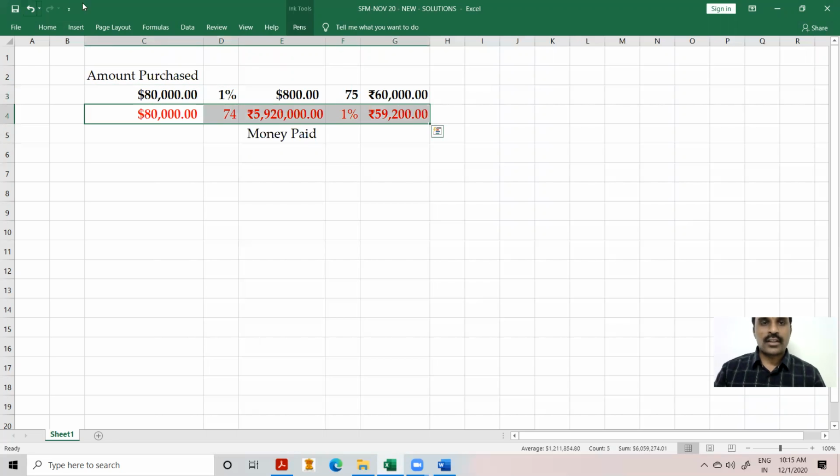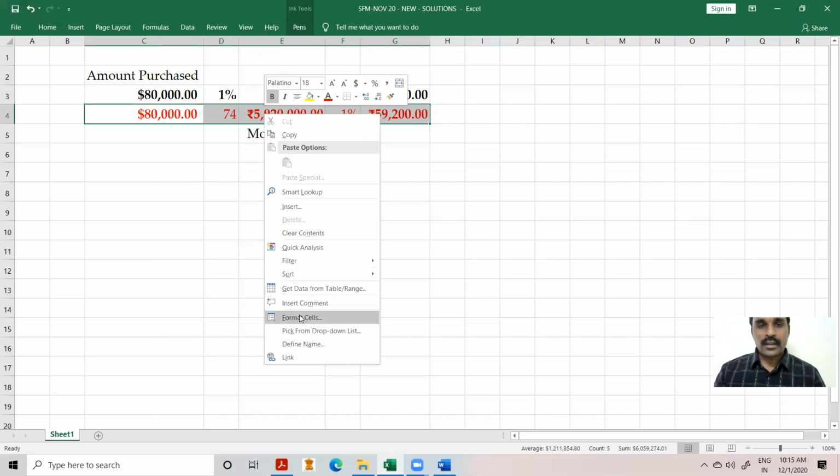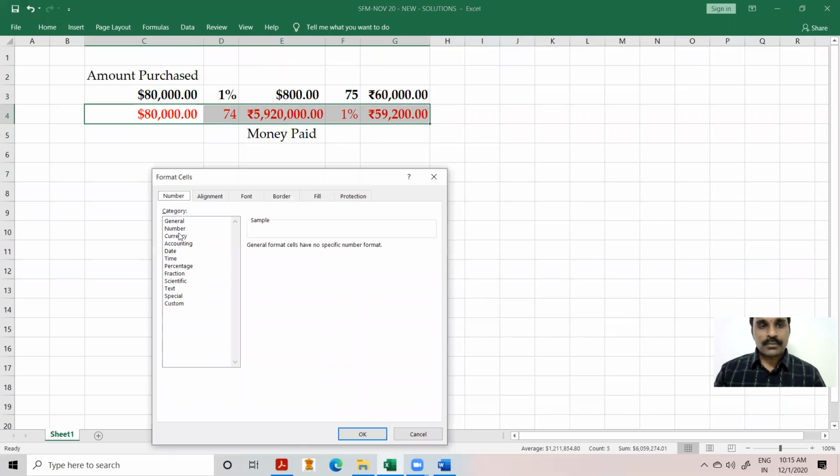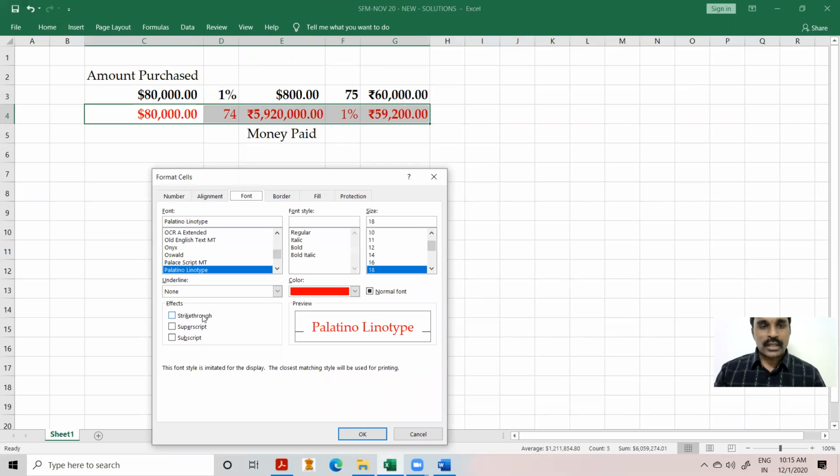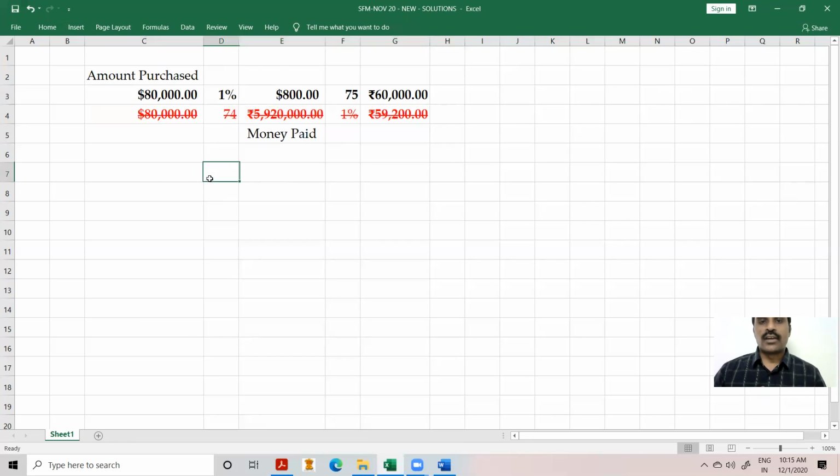This is a wrong answer. So maybe one of the possible mistakes in the exam. It should be clear. I'm explaining the reason why that is wrong: they are talking about the amount purchased and you have done it on the money paid. Therefore, the upfront premium is 60,000.